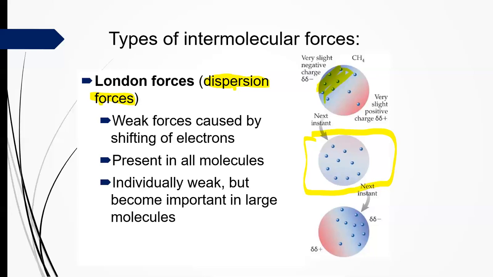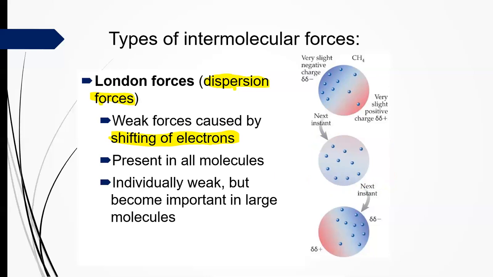Now, that might only last for a moment because those electrons can continue to move, so they might go back to being neutral, or they might even go down to this bottom one and have a different shift in their polarities. So London forces are caused because the electrons are shifting and moving around.